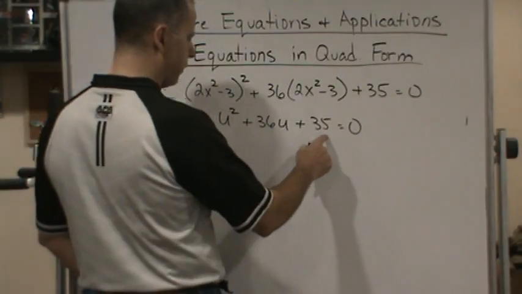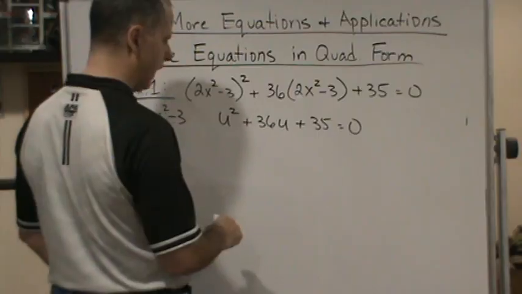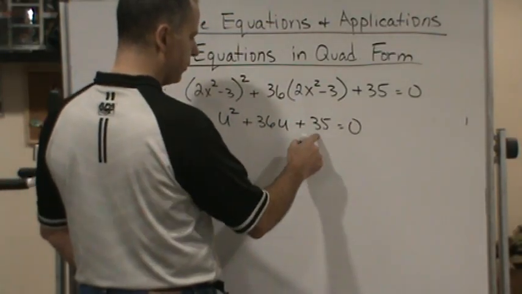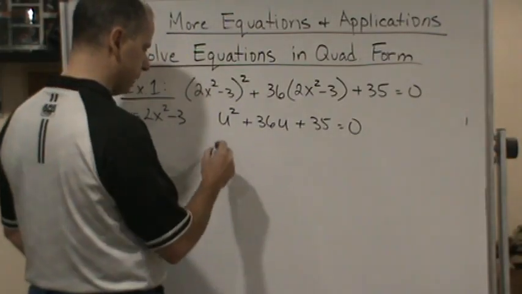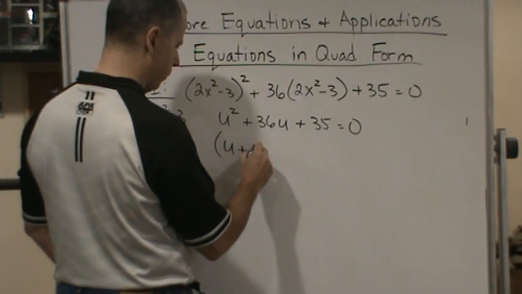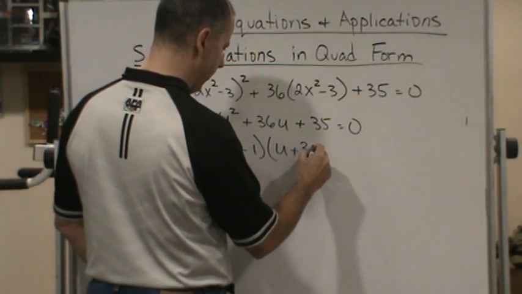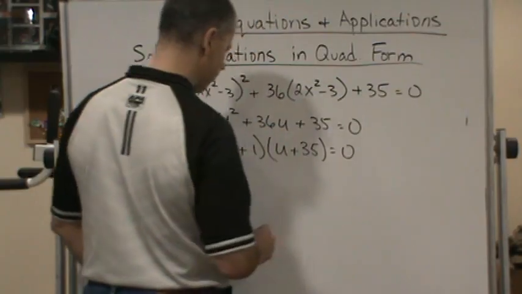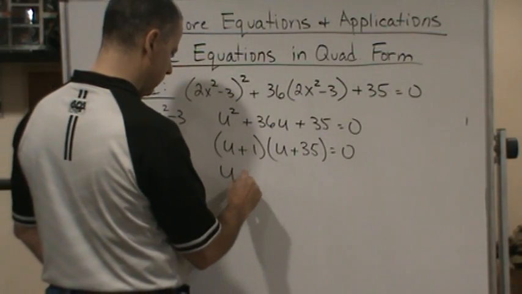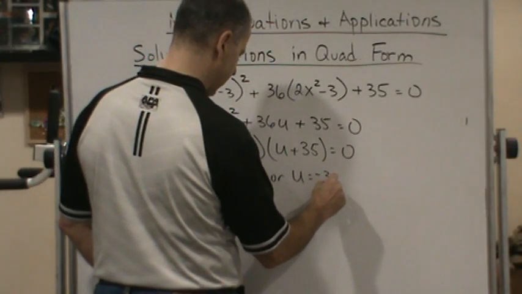So 2 factors of 35 that add up to 36, that's going to be easy. It's 1 and 35. Notice how big this is, which means the factors are going to be far apart. So 1 and 35 equals 36. So this is going to be u plus 1 times u plus 35 equals 0. Okay? So that means u equals -1 or u equals -35.